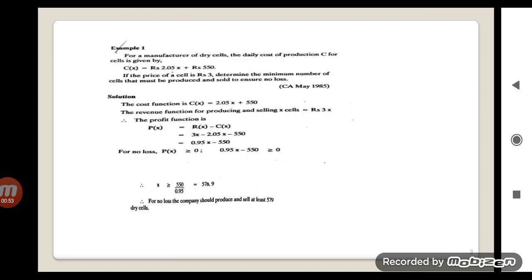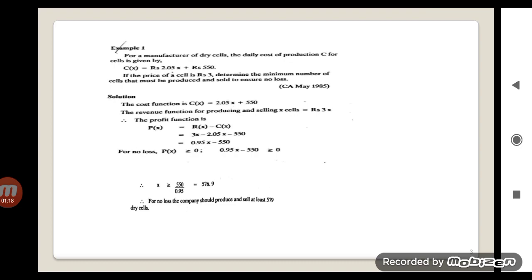My first problem is, for a manufacturer of a dry cell, the daily cost production of a cell is given by 2.05x plus 550. If the price of a cell is rupees 3, determine the minimum number of cells that must be produced and sold to ensure no loss. We have to calculate the number of batteries to avoid loss.